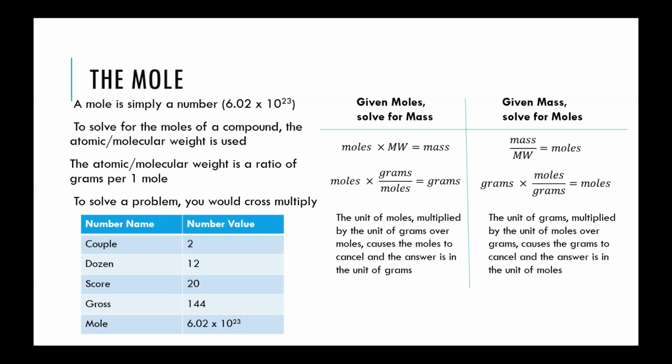You can have a mole of something, which is 6.02 times 10 to the 23rd. It's a very, very large number. And this is the unit that chemistry uses. So when you're performing chemical reactions, you're dealing in the unit of moles. And 1 mole is 6.02 times 10 to the 23rd atoms or molecules.